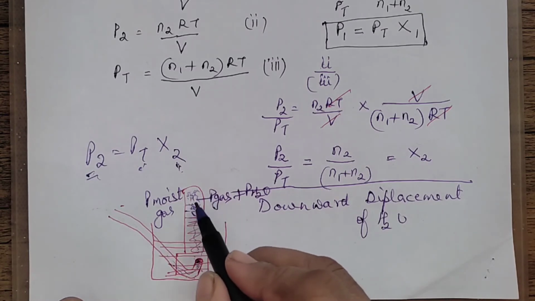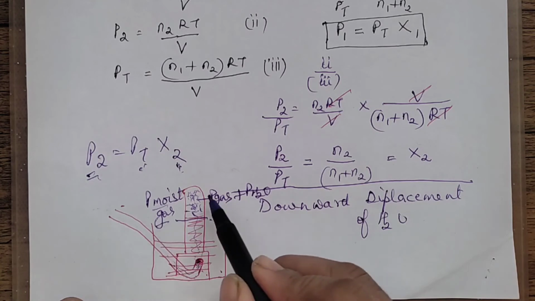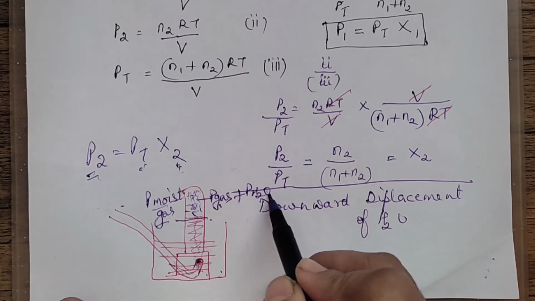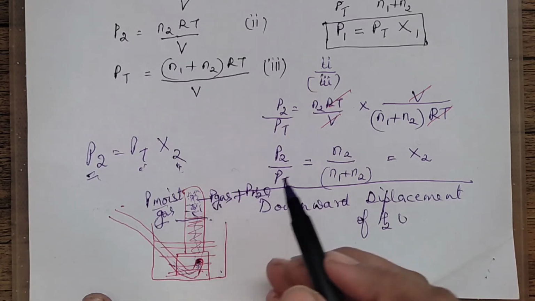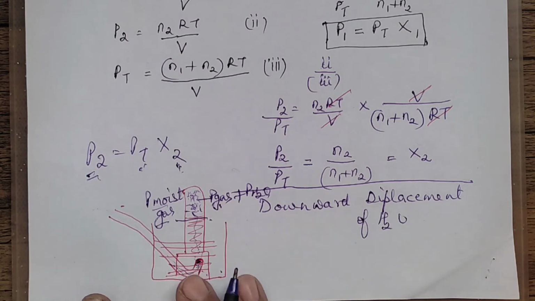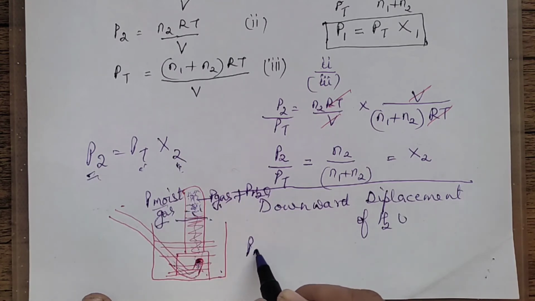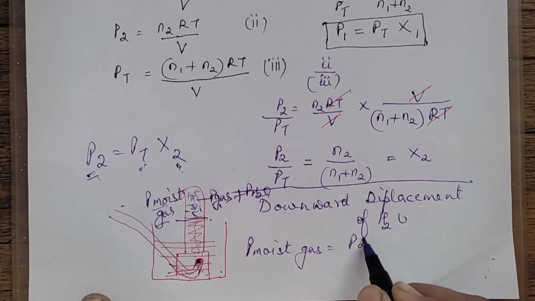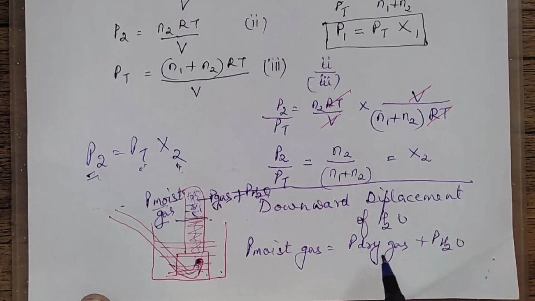So in this jar, what pressure are you going to measure? That will be the pressure of the moist gas. It includes the pressure of the dry gas plus the pressure of the water vapor. So then how are we going to calculate the pressure of the dry gas? We will apply Dalton's law of partial pressure. This is one of the applications of Dalton's law of partial pressure. It says the pressure of the moist gas is equal to the pressure of dry gas plus the pressure of water vapor. So if you want to calculate the pressure of the dry gas from the moist gas, you will have to subtract the pressure of the water.